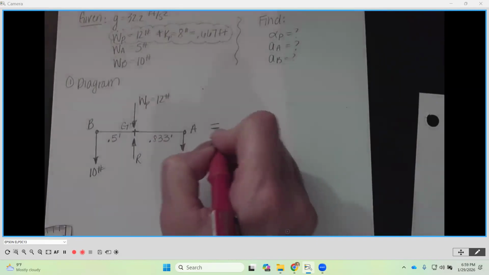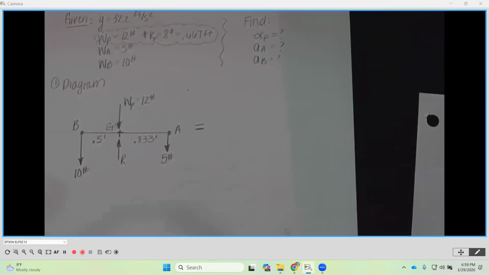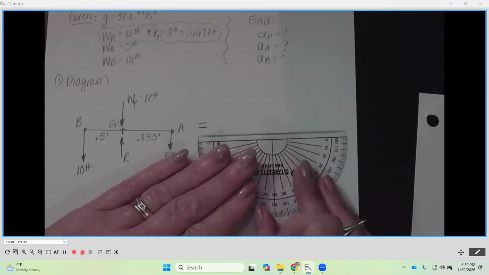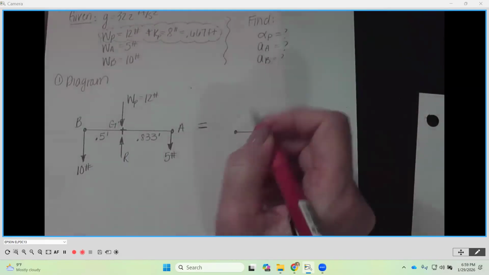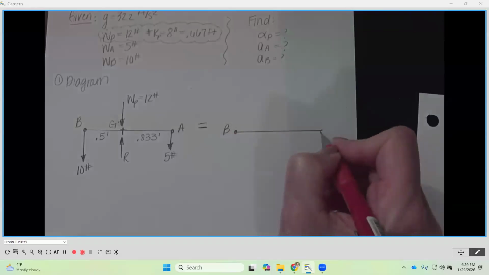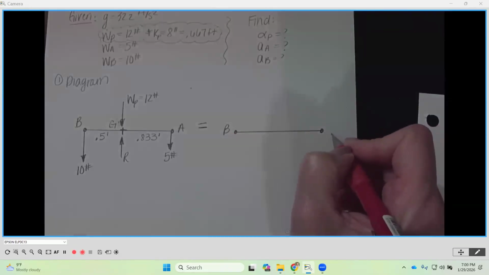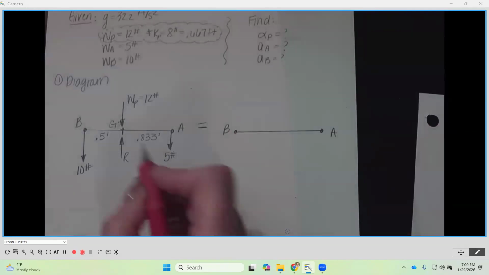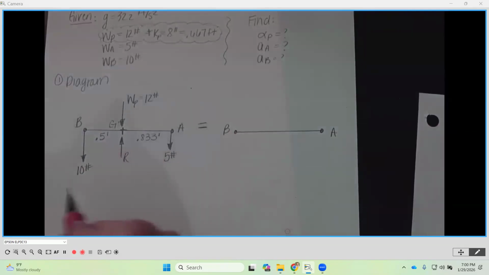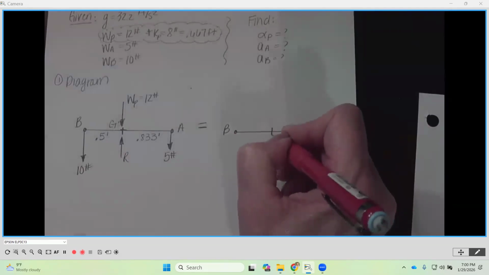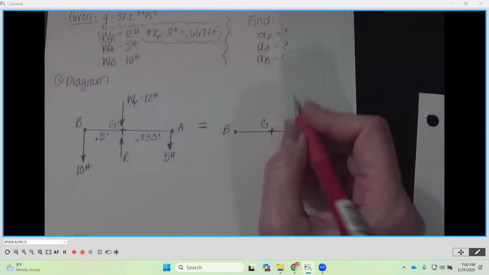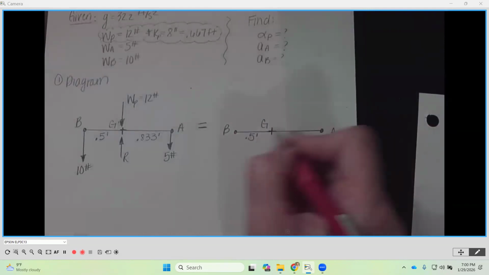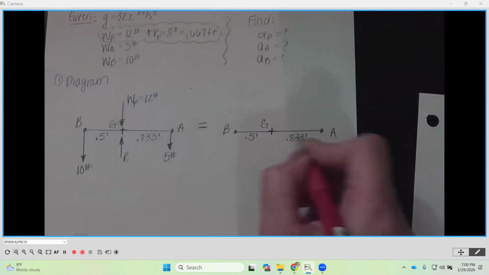We're going to set that equal to our acceleration and moment of inertia, right, over here. So we're going to draw that very same arrangement. So this is going to be our B. It's going to be our A. But this time, we're not going to put the forces going down just yet, okay? I'm going to first draw my center of gravity or center of mass. I know that I have half a foot from G out to B, and I've got 0.833 feet from G out to A.